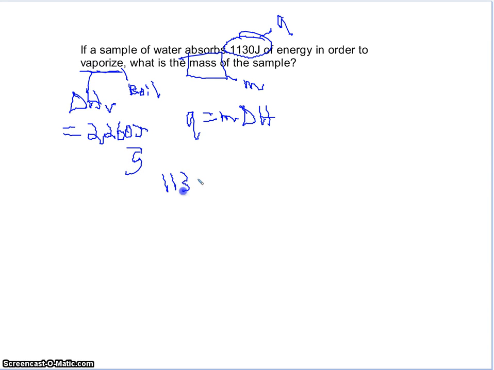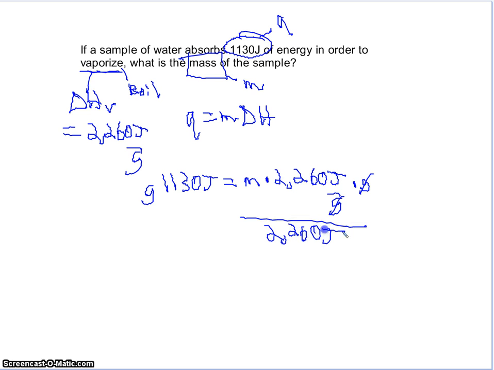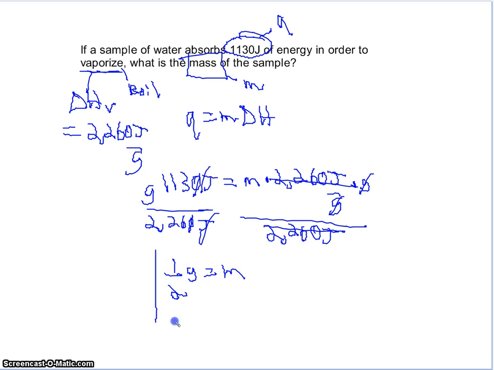So 1,130 joules equals M times 2,260 joules per gram. I can multiply both sides by grams. Whoops, that doesn't cancel out. And then I'm going to divide both sides by 2,260 joules. So that cancels out. Joules cancels out. I can divide the 0. And it looks like that actually goes in. So that gives me 1/2 gram equals M. So M equals 1/2 of a gram.